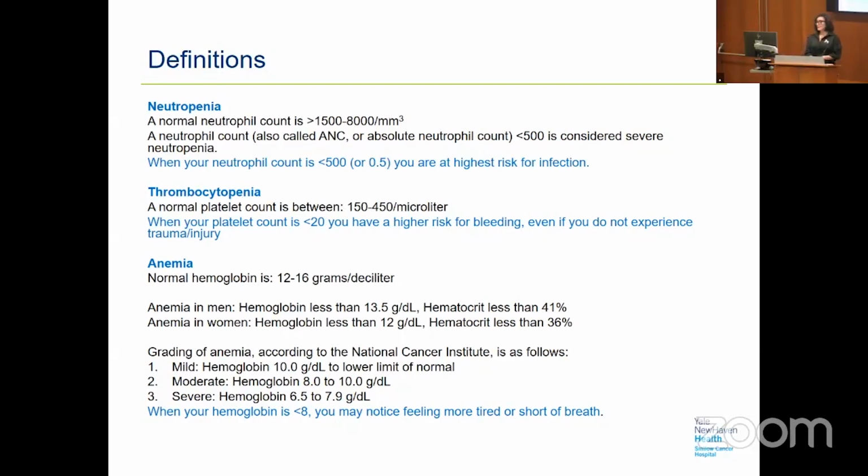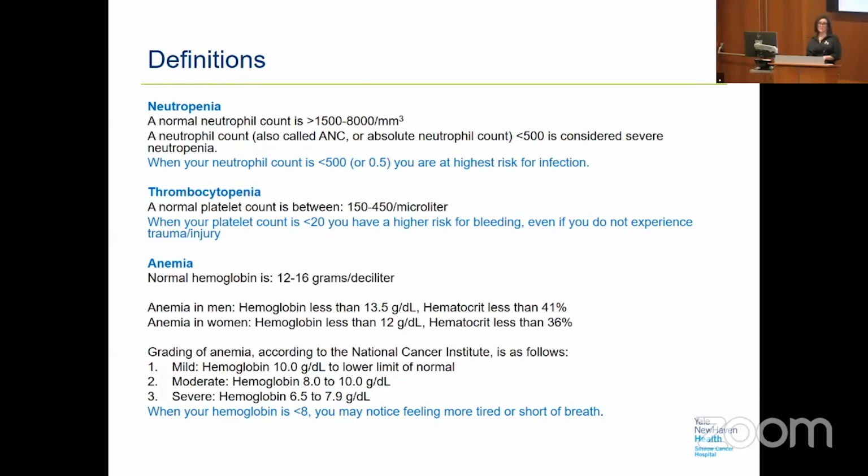Anemia. Normal hemoglobin is between 12 and 16 grams per deciliter, and the definitions of anemia still vary based on males and females, and that's due to the hormonal influences that start during puberty, where men have higher hemoglobin levels than women due to the impact of testosterone. So in men, hemoglobin less than 13.5 is considered anemic, and for women, the cutoff is less than 12.